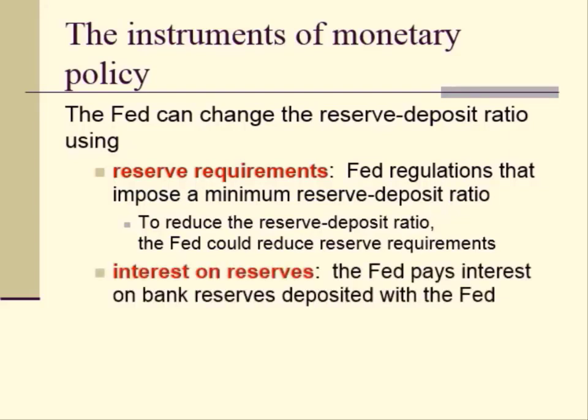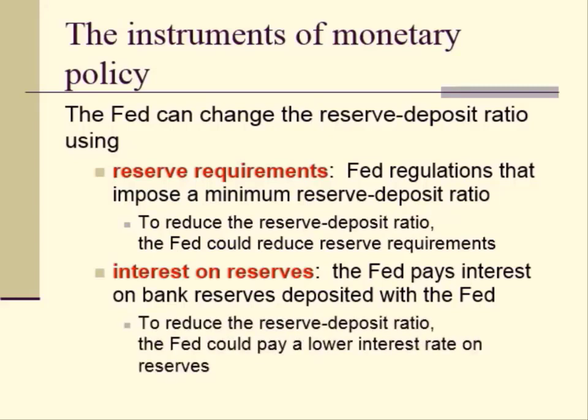And finally, interest on reserves. That is, the Fed pays interest on bank reserve deposits with the Federal Reserve. So if they want to reduce the reserve deposit ratio, the Federal Reserve could pay a lower interest rate on reserves. When you lower the interest rate on reserves, this will lower the amount of reserves, therefore lower the reserve deposit ratio, and increase the money multiplier, therefore increase money supply.